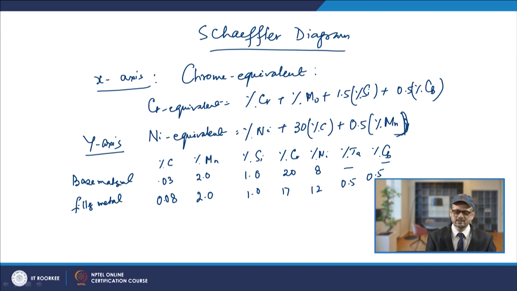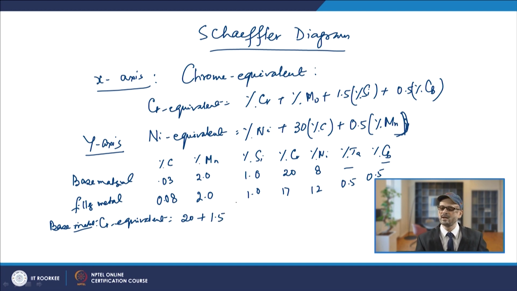So if you find the chrome equivalent for this case, it is percentage chromium. For the base metal, chrome equivalent will be percentage chromium, so you will have 20, plus percentage molybdenum, which is anyway not there. Then 1.5 times percentage silicon, so it will be 1.5 into 1, that is 1.5, plus 0.5 times columbium, which is anyway not there, so it will be 21.5.